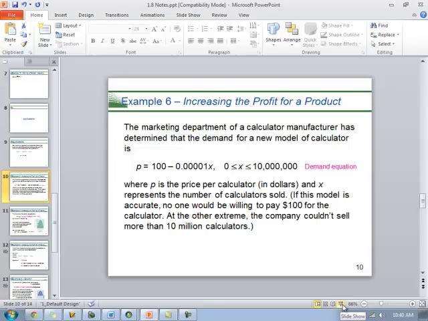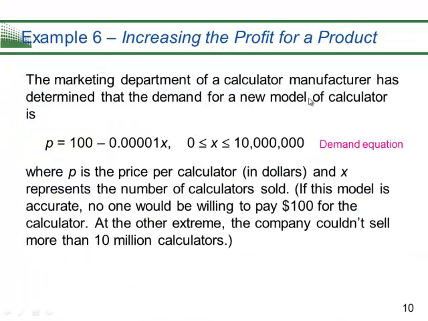Okay. So let's say that the marketing department of a calculator manufacturer has determined that the demand for a new model of calculator is P equals 100 minus 0.0001x, for x between, well, obviously you want to make at least one calculator, and you can't make more than 10 million. That's the limit of your plant. P is the price per calculator in dollars, and x represents the number of calculators sold. So we're going to make it $100 at most, but we can lower the price for each one that we sell. The more calculators we sell, the lower the price.